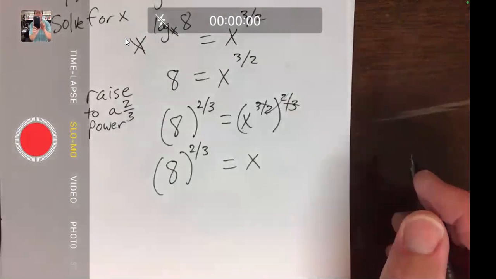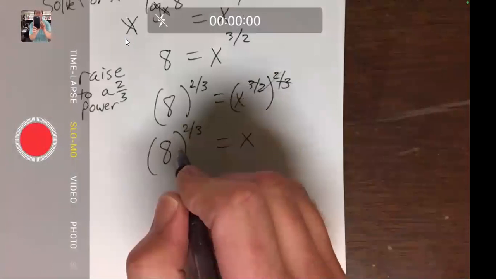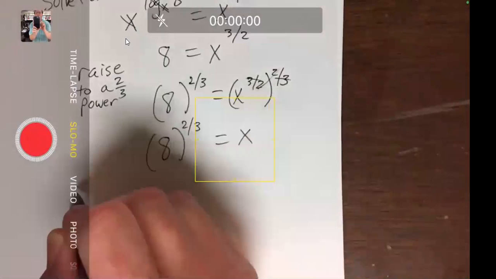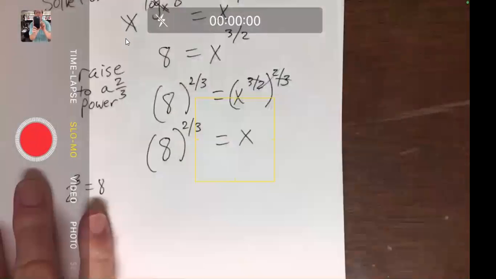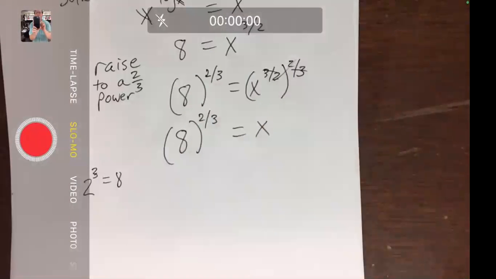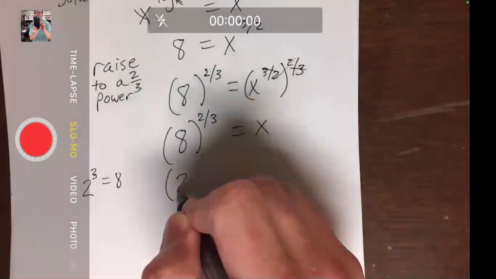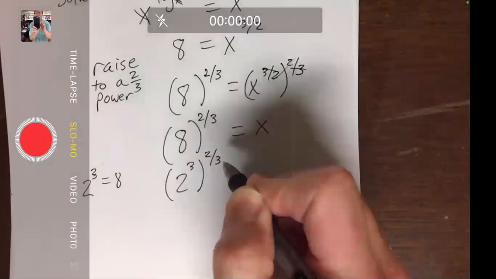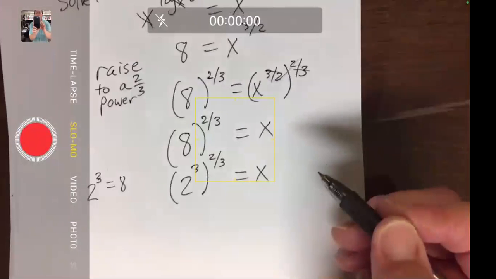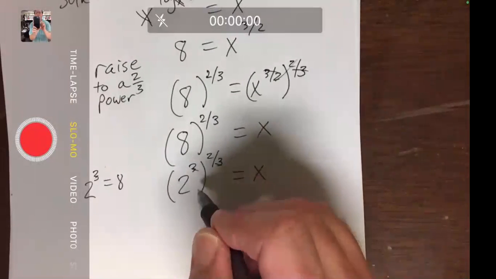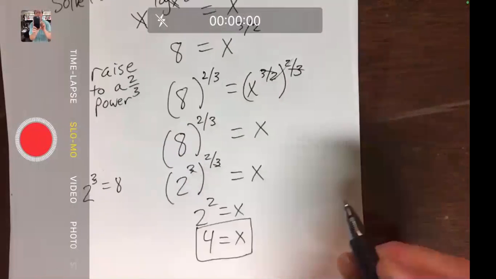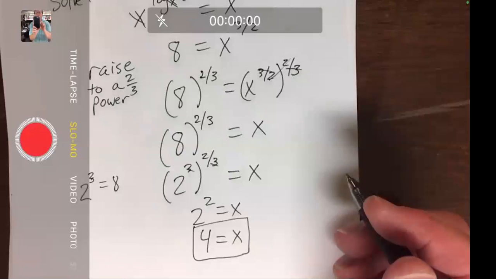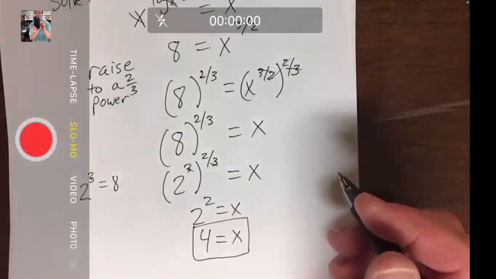There we are. Well, if you want to simplify this, 2 to the 3rd power is equal to 8. You can see that over there on the edge. So put 2 to the 3rd power in for 8, raised to the 2/3. When you multiply these, the 3's cancel, you're left with 2 squared equals X, or 4 equals X. So X works out to 4. So a few more steps in that one.